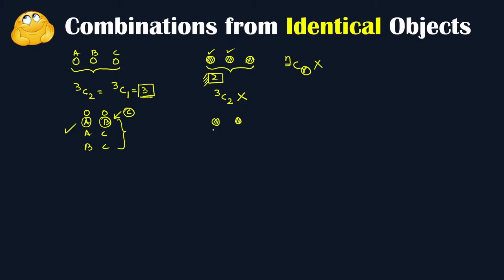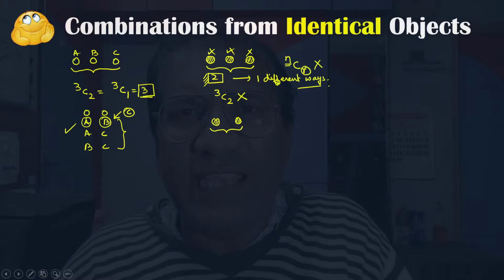But in this case, I cannot fight with you. I cannot go for a debate about why you have not given me that chocolate, because these 2 chocolates are the same, they are identical. Whether you are giving me this one or this one or this one, I don't know. So in this case, 2 chocolates can be given in only one way. There is no other way of giving me 2 chocolates from these 3 identical chocolates.